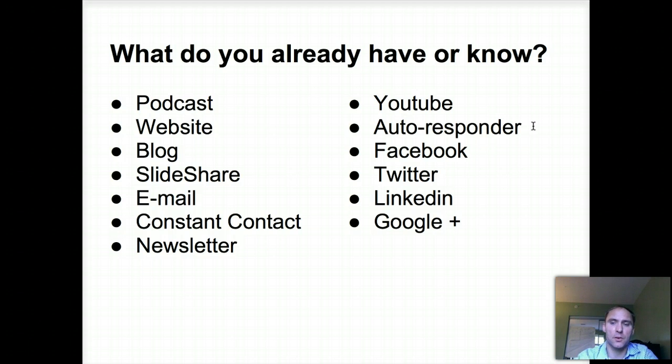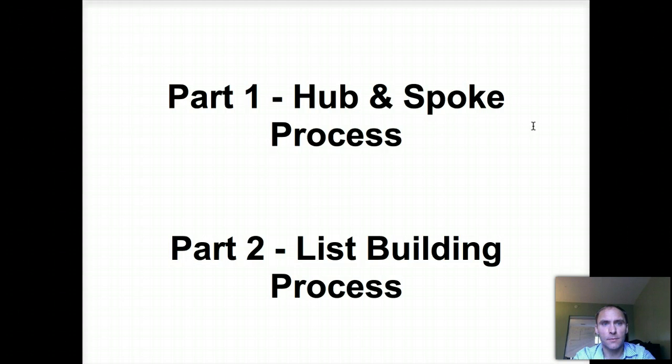All of these you may or may not be using. So I want to go over two parts today. That was just kind of the introduction. The first part is called a hub and spoke process. It's the way that you can spread out all your information very easily using the information that you currently have. And the next one is the list building process. Those are the two parts that I want to cover in this little talk.